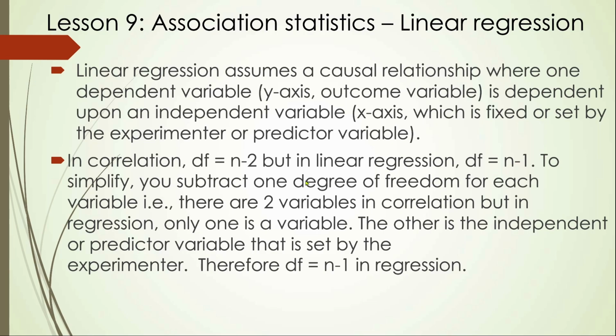One simple way to understand the degree of freedom used is this. You subtract 1 degree of freedom for each variable. So in other words, there are two variables in correlation. That's why you subtract 2. But in regression, only one is a variable. The other is an independent variable or predictor variable that is set by the experimenter. Therefore, the degree of freedom in regression is n minus 1.